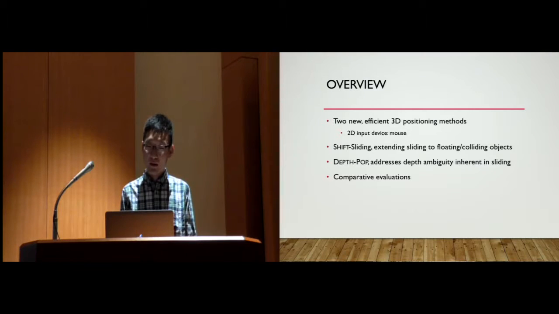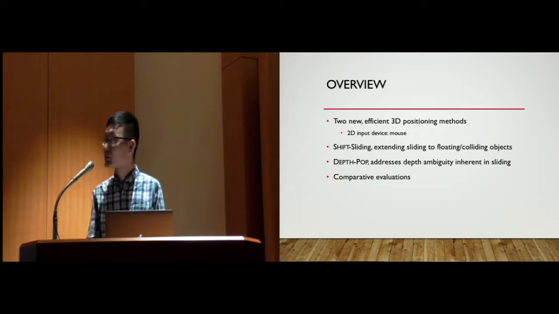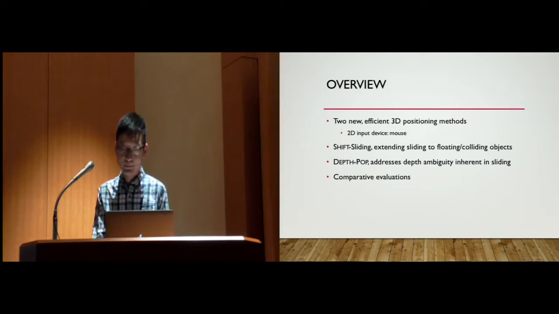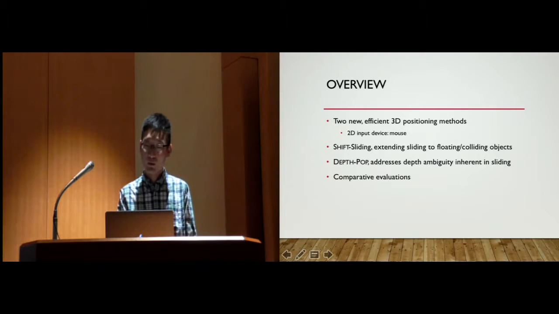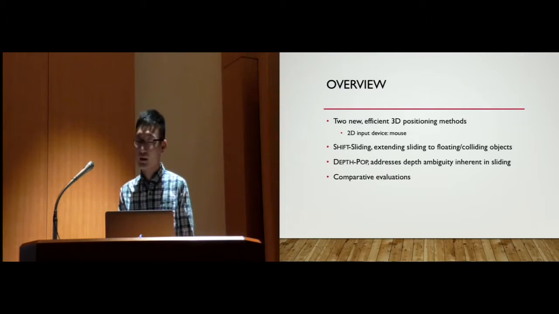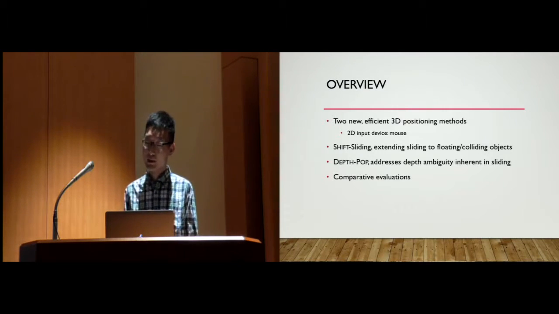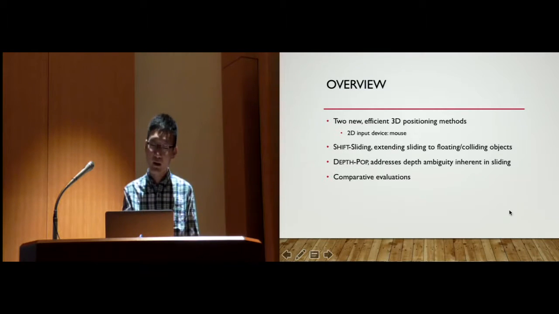So here's an overview of my work. Moving objects is an important task in 3D user interfaces, and 3D positioning is especially hard with 2D input devices, as the 2D input has to be mapped to 3 degrees of freedom. In this paper, we present 2 new efficient 3D positioning techniques, designed for 2D input devices, such as the mouse. With shift sliding, we extend sliding to floating and colliding objects. With StepStop, we address the depth ambiguity inherent in sliding, and we did comparative evaluations on both of the techniques.